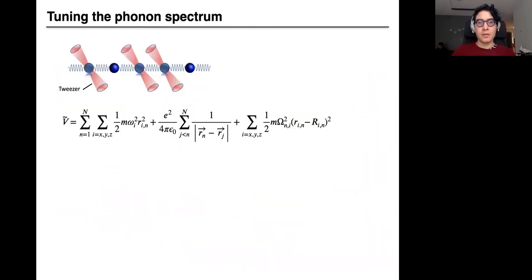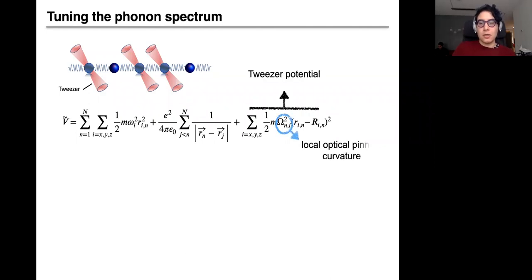So the way you do it now is we wanted to use these local optical potentials. And what we do is we add this local optical potential, the tweezer, onto the potential that we had before. So here you can see the term that I added. Now this is just an additional harmonic confinement that comes from the tweezer, okay?